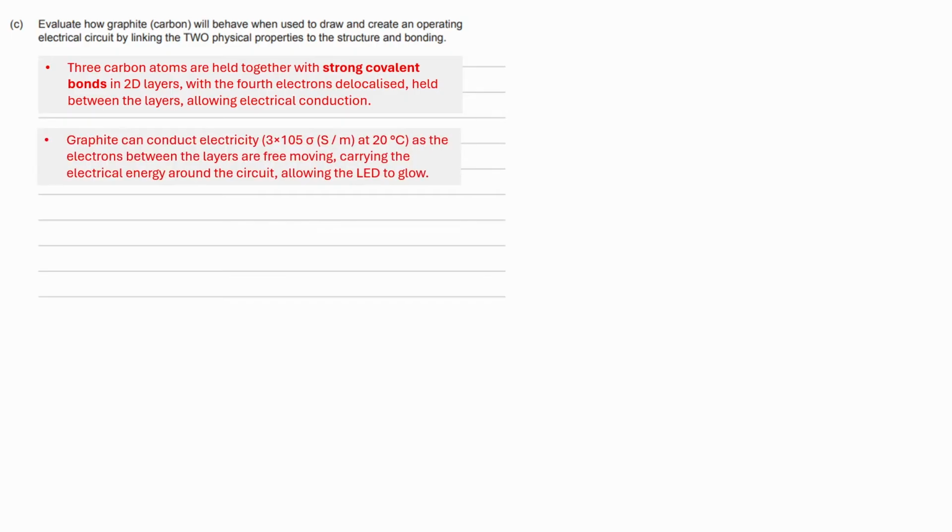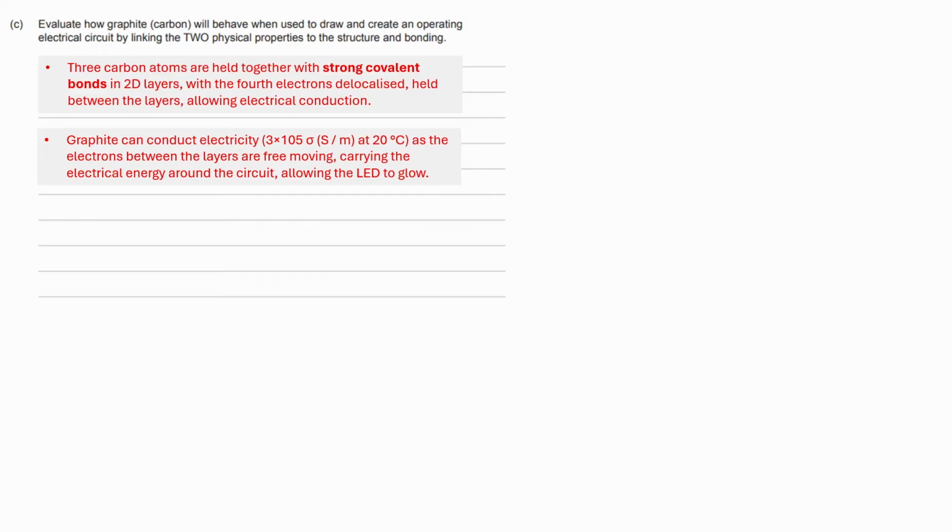So first point I would put here again is I've put down the structure of the substance, right? It's carbon atoms held together by strong covalent bonds in 2-dimensional layers, and the 4th electrons are delocalized between the layers. Now here I haven't given all the detail because I gave it in the previous question. If I hadn't given the detail in the previous question, I would put it in this question.